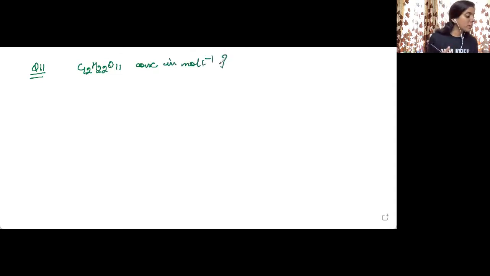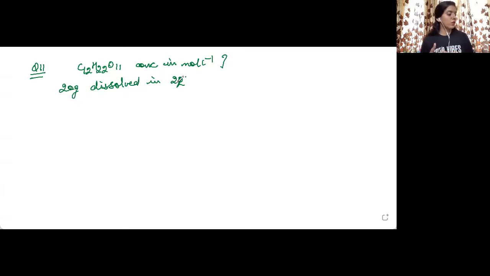So what we have been given is that 20 gram of sugar have been dissolved in 2 liter of solution. So the statement is, what is the concentration of sugar in mole per liter if its 20 gram are dissolved in enough water to make the final volume up to 2 liters. So the final volume of the solution is 2 liter. The amount of sugar present is 20 gram and we need to find out the concentration in mole per liter.